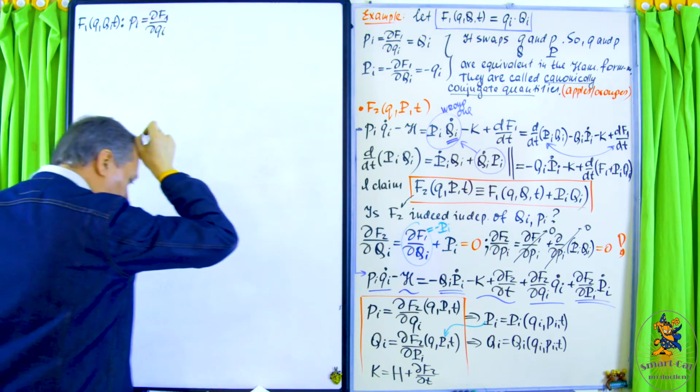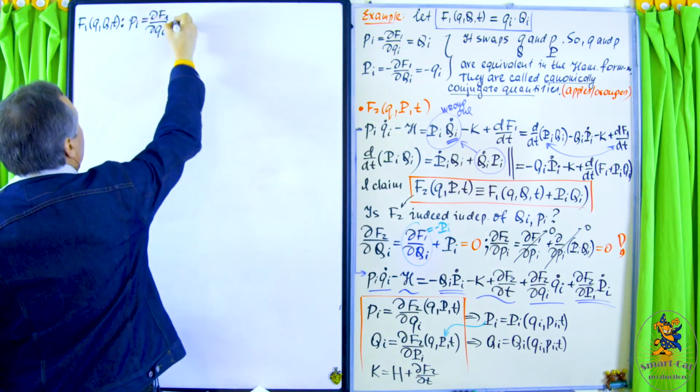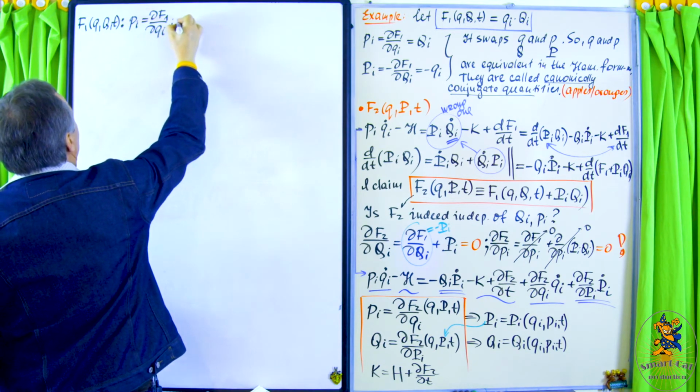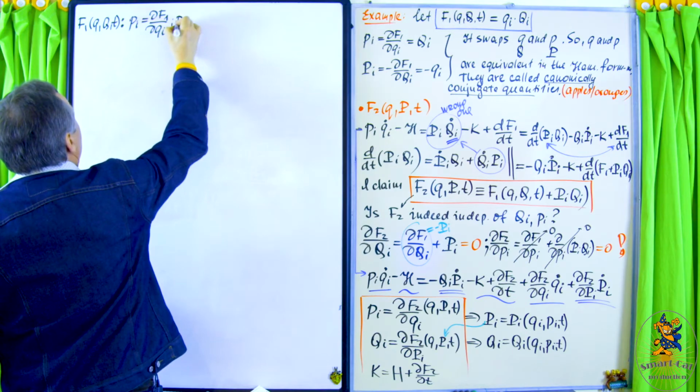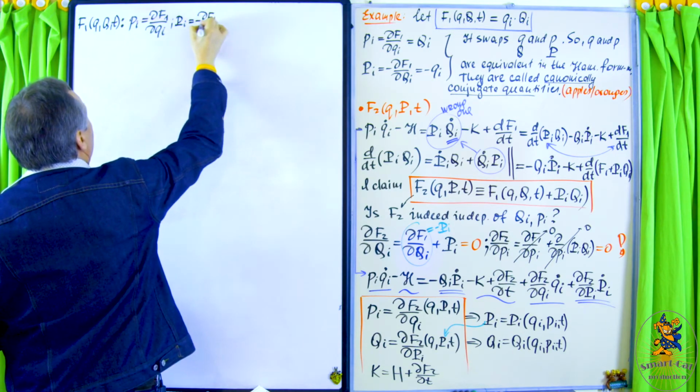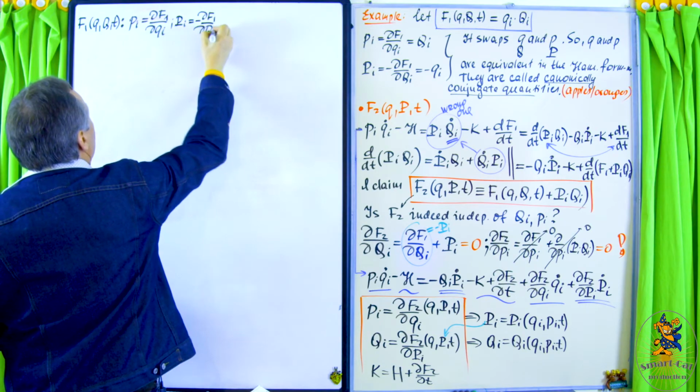Then probably I will write in a line. Then the next one, of course, p capital minus partial derivative of f1 with respect to Qi.